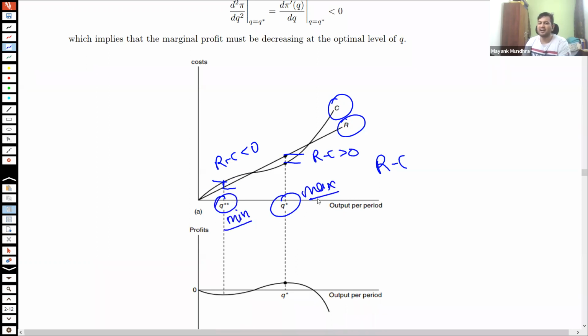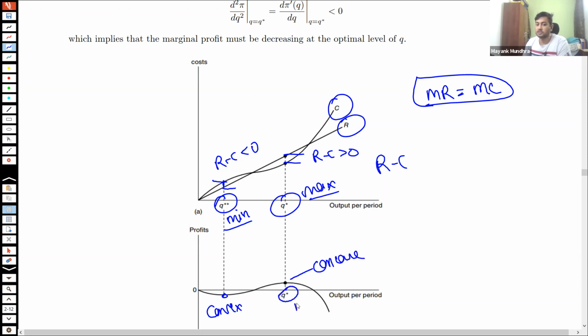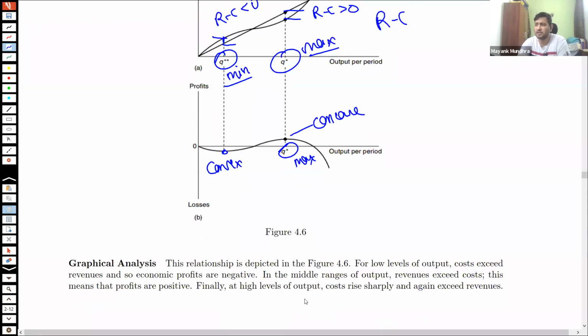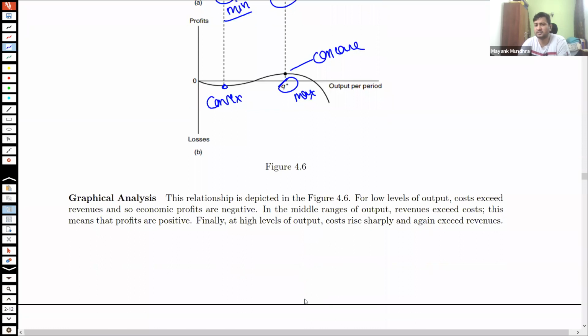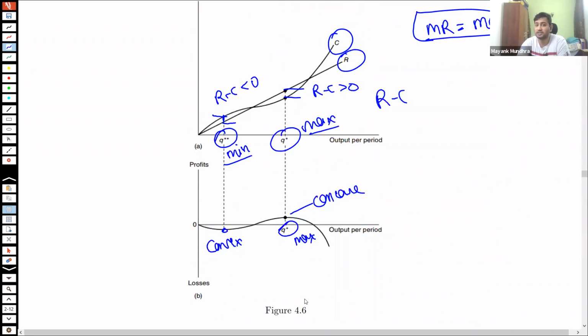So when you have multiple solutions to your MR equals MC, then you will have to go to second order conditions and check which is the maximum, which is the minimum. Like in this case, you have the R minus C curve as convex here. So this is a minima and this is concave here. So that's why this is a maximum. But usually in my experience, it has never come down to second order conditions. So you can save time in the exam and ignore second order derivatives. You can just stick with first order derivatives and solve it.